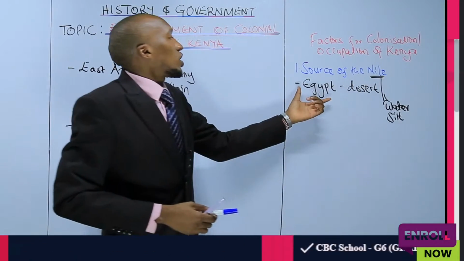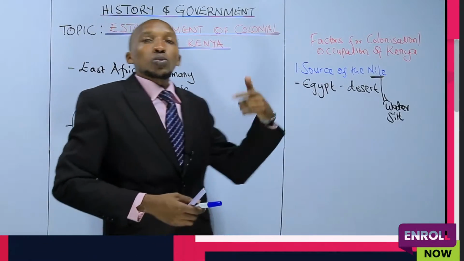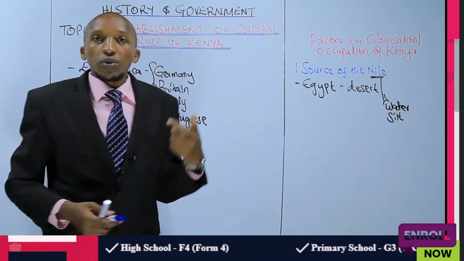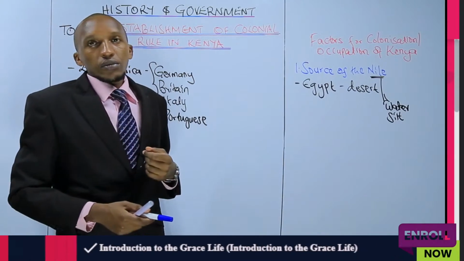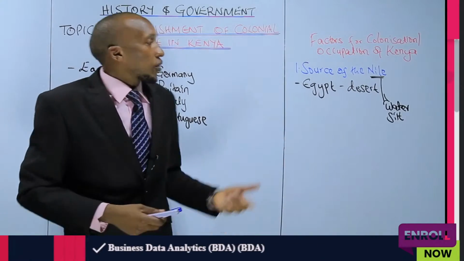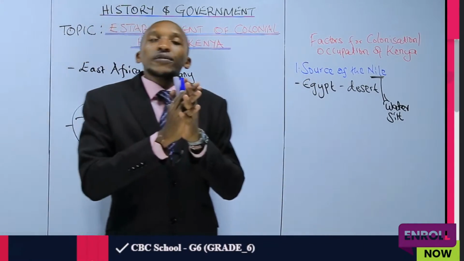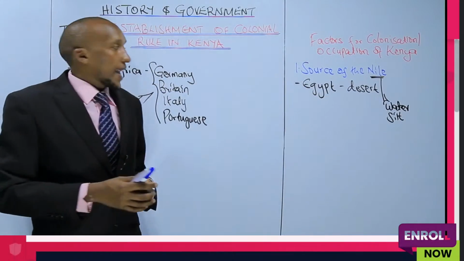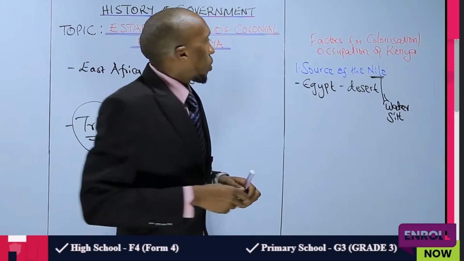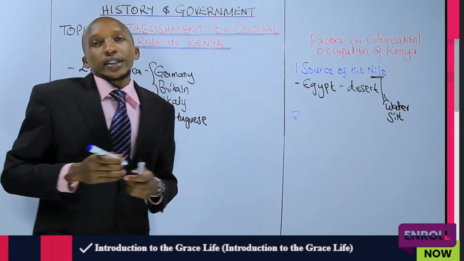Why? Because they had occupied Egypt, and as we discussed in our previous topic, Egypt was very strategic, or very important to them because of the Suez Canal. So it was necessary for the British to come and occupy Kenya so that they could safeguard those interests, the source of river Nile. That is the first reason why they were very interested in occupying Kenya.